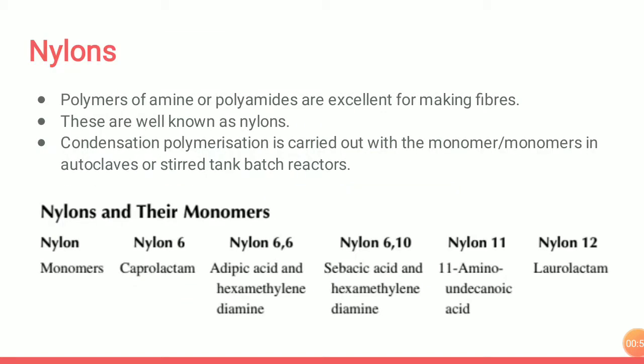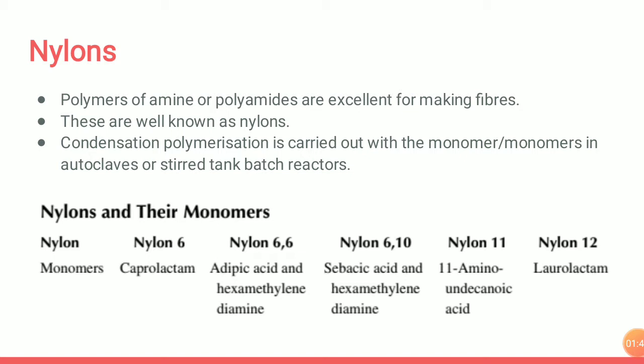Now let's see what nylons are. They are polymers of amine and polyamides, and they are excellent for making fibers. So nylons are generally polymers made up of amines or polyamides. The process used for making nylons is condensation polymerization, where we use autoclaves or stirred tank batch reactors. It is a condensation type of polymerization reaction that is involved in making nylons.